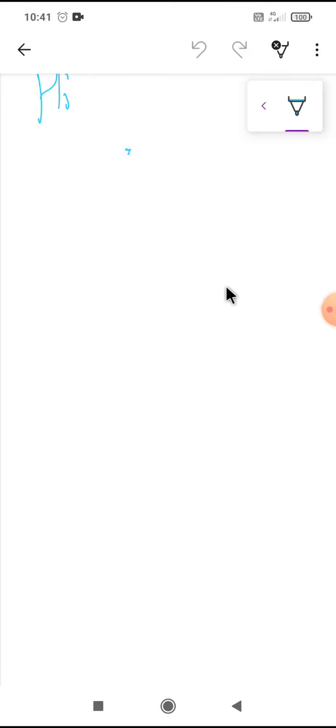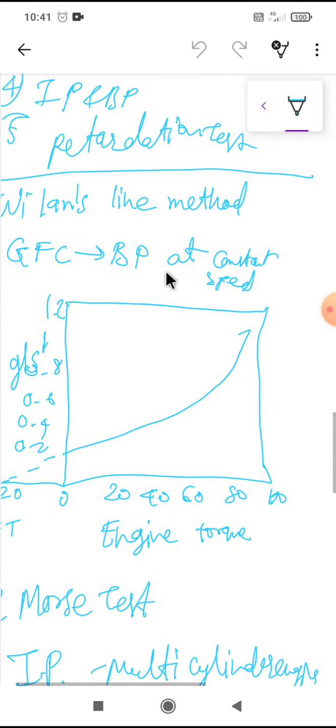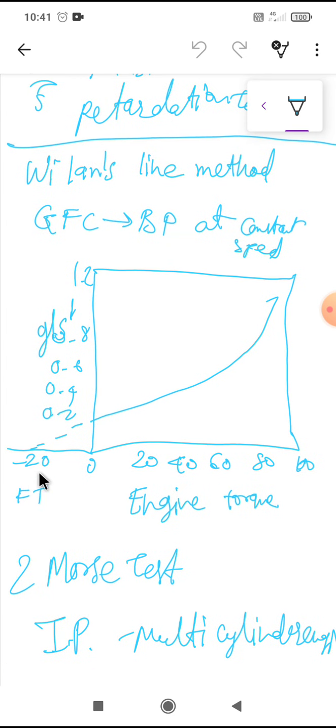we extrapolated that graph up, on the left hand side of the zero, and where it meets the x-axis, that was our friction torque. This was the graph if we extrapolate towards the x-axis. So where it meets the x-axis, we get the frictional torque. So this is one of the methods, and another method to find the frictional power was Mohs test.